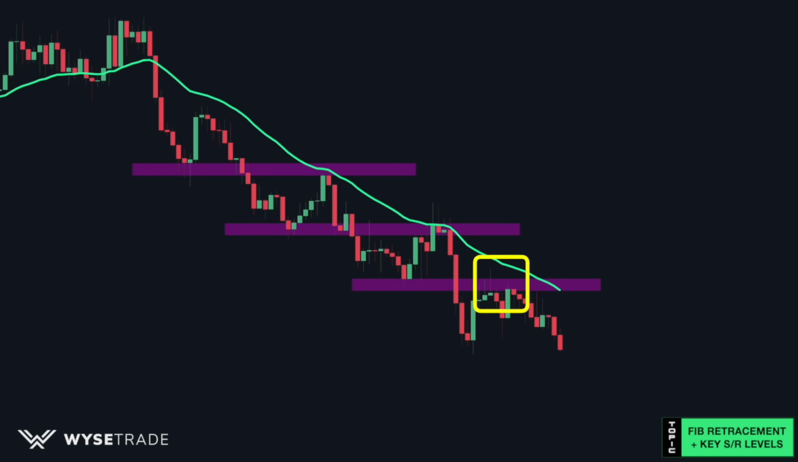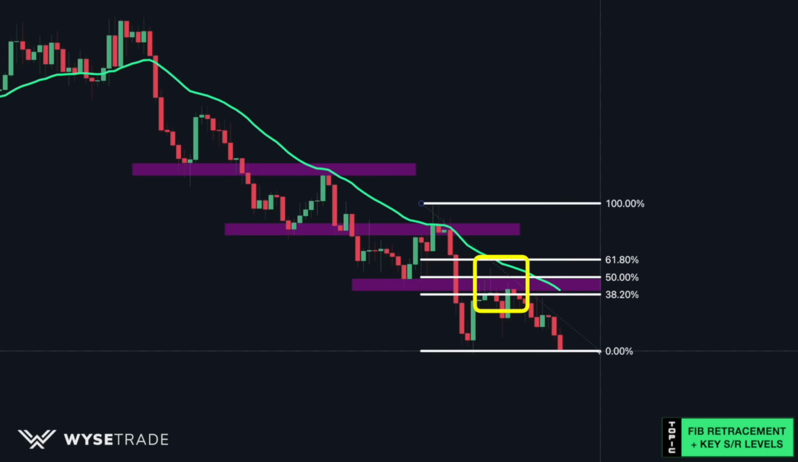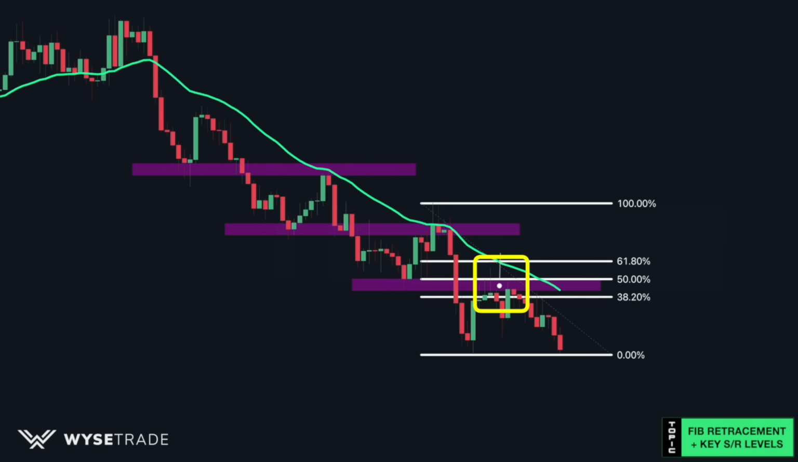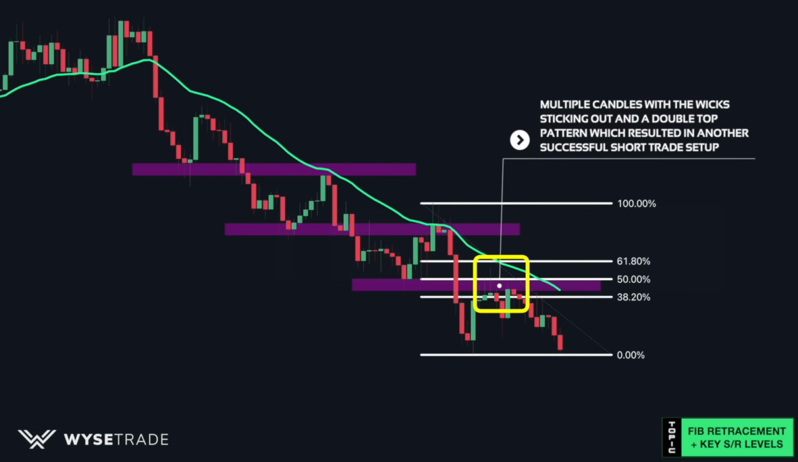Another short trade setup here. This is also where the 50% fib level lined up. You had multiple candles with the wicks sticking out and a double top pattern, all which shows a reaction and created another successful short trade.